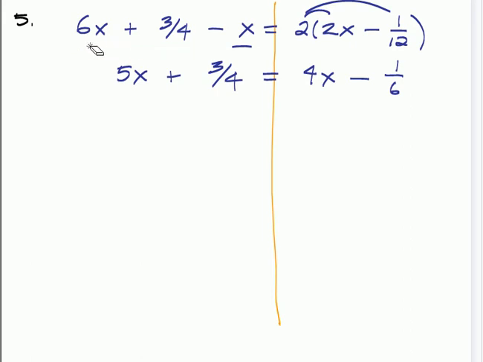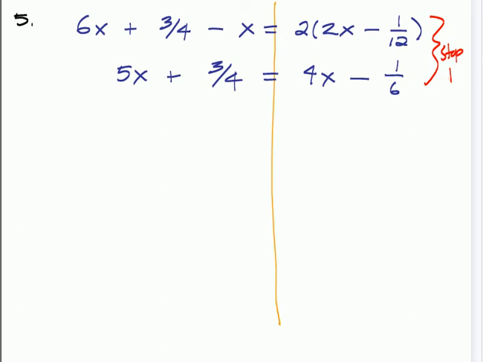So that was, whoa, I didn't mean to do that. That was step 1, what we just did, where we're cleaning up each side separately. So we're ready for step 2, where we start to try to move terms to the opposite sides.